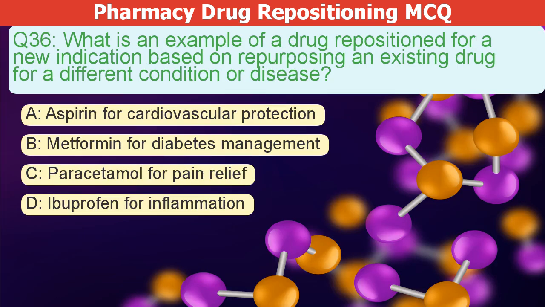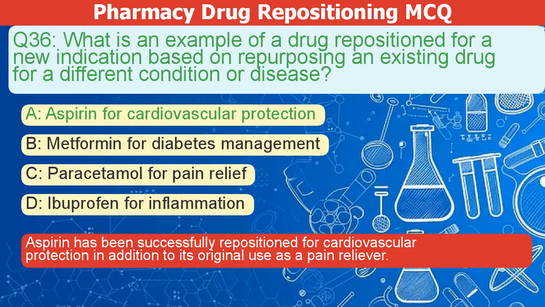What's an example of a drug repositioned for a new indication, by repurposing it for a different condition? A. Aspirin for cardiovascular protection. B. Metformin for diabetes management. C. Paracetamol for pain relief. D. Ibuprofen for inflammation. The correct answer is A. Aspirin has been successfully repositioned for cardiovascular protection, in addition to its original use as a pain reliever.